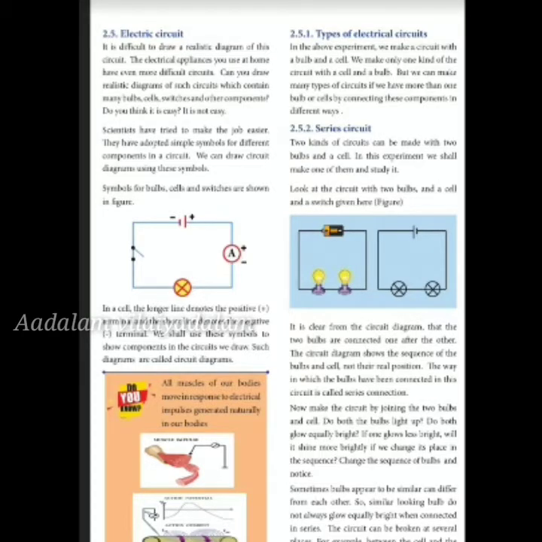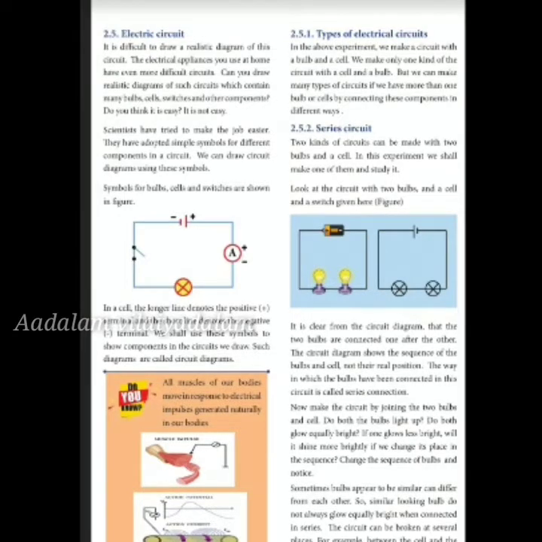Look at the circuit with two bulbs, a cell and a switch given here in the figure. Look at the figure. You can see how one cell is connected to two bulbs. This can be represented in two ways. It is clear from the circuit diagram that the two bulbs are connected to one another, one after the other. In this sequence, the bulbs do not light up equally.